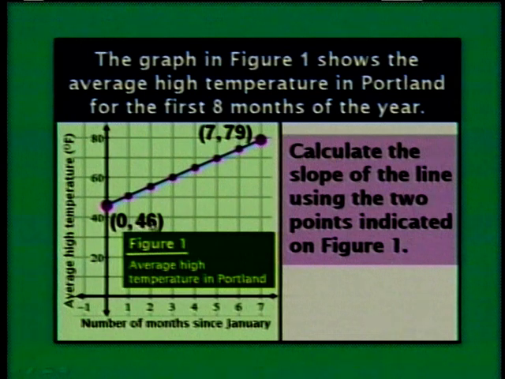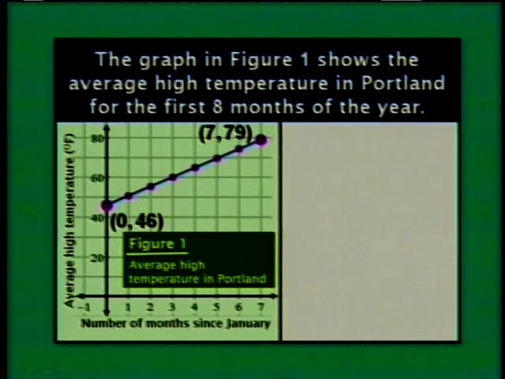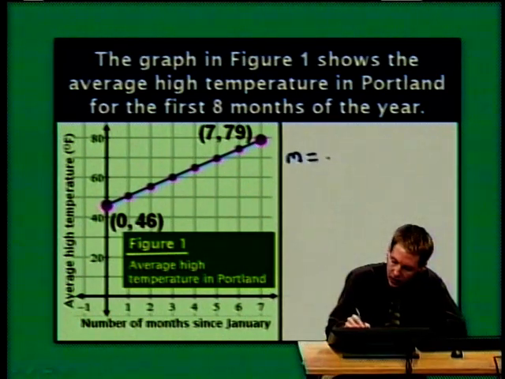During January, the average high temperature in Portland is 46 degrees Fahrenheit, and during August, the average high temperature in Portland is 79 degrees Fahrenheit. Notice that there's units involved in these points. So when I make my slope calculation, I'm going to include the units in the calculation. So our slope, I think I'll go ahead and use our slope formula.